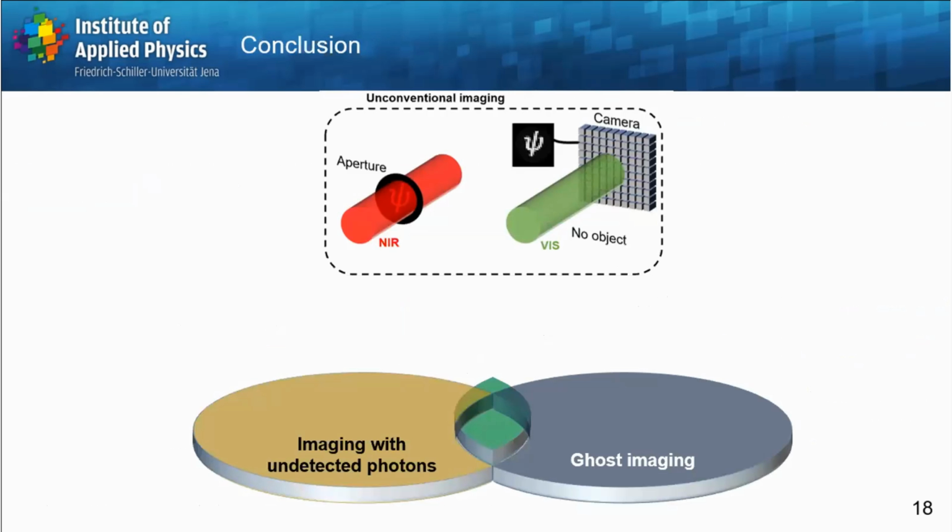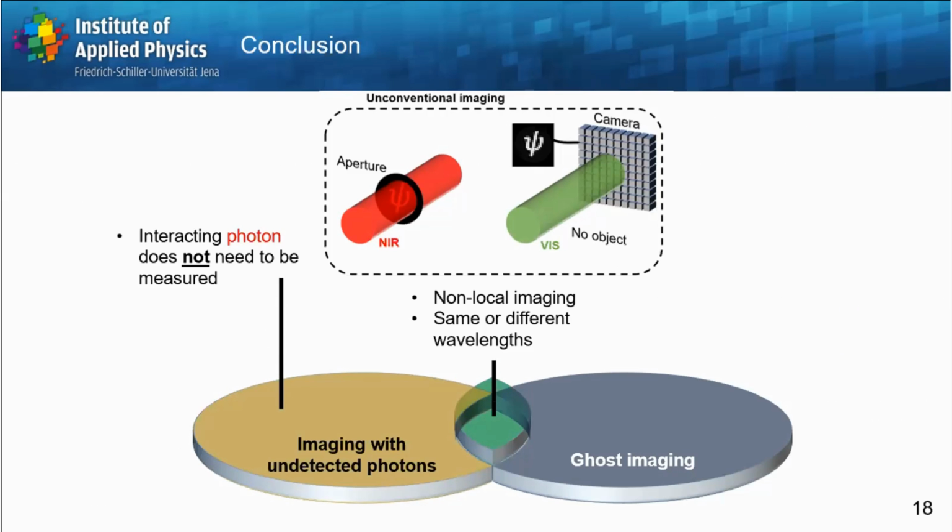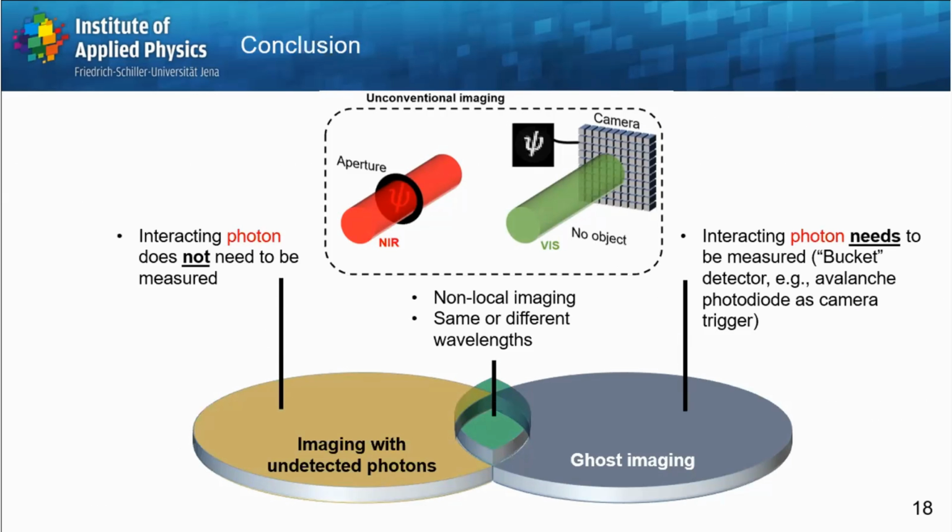As a conclusion, I would like to compare these two unconventional imaging schemes that I explained to you today. They have in common that they produce non-local images that could be at the same or different wavelengths. For imaging with undetected photons, the photon that interacts with the object does not need to be measured. On the other hand, in ghost imaging, you need to measure this photon with the bucket detector. We need a fancy detector, a single photon detector, but not spatially resolving.